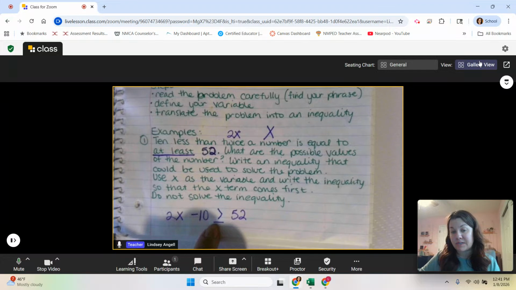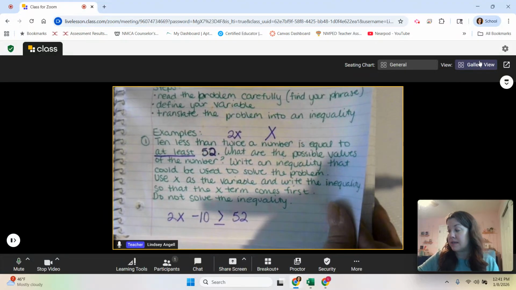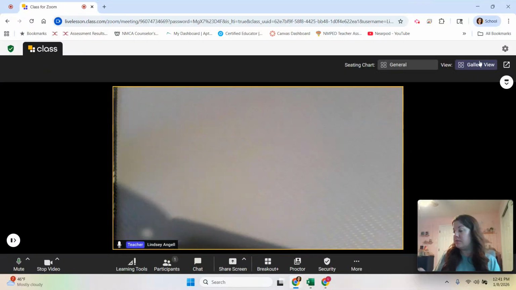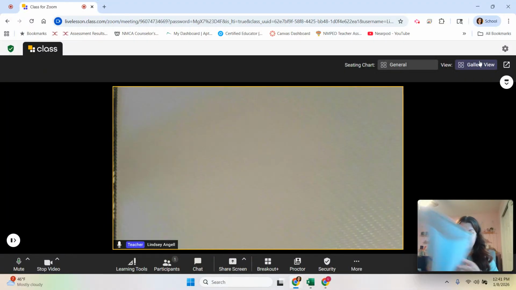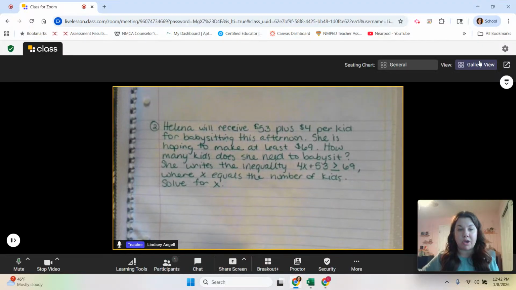Okay, at least 52. So what that means is it could be more than that, right? It could be equal to it, right? And so we have to include both of those. All right, so that's your answer when you're building your inequality. So we really have to pay attention to what symbols we are using, what operations are involved, all of that.